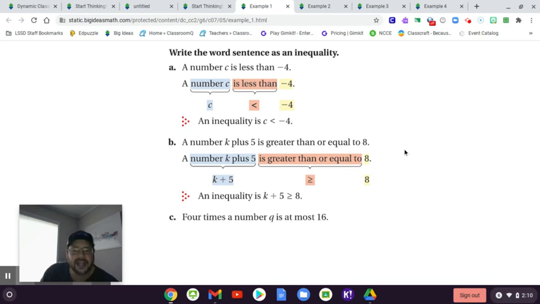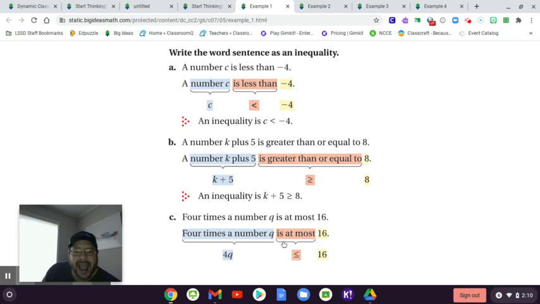So there's our inequality. And the last one, 4 times a number Q is at most 16. What would represent that? Okay, so 4 times the number Q, that's the product of 4 and Q. We would write 4Q. At most means it has to be less than or equal to 16. There we go. All right. So now, second example.